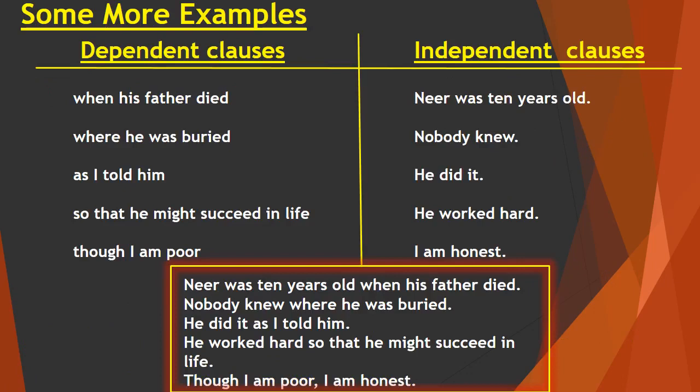Here the examples of both types of clauses are given. Go through them and understand the differences. Those which are conveying complete information are independent clauses and the others with incomplete ideas are dependent clauses. When we combine them properly, they become complete sentences giving complete thoughts.